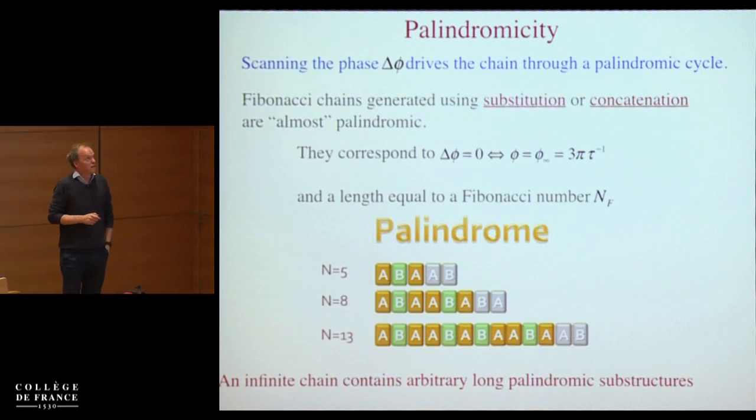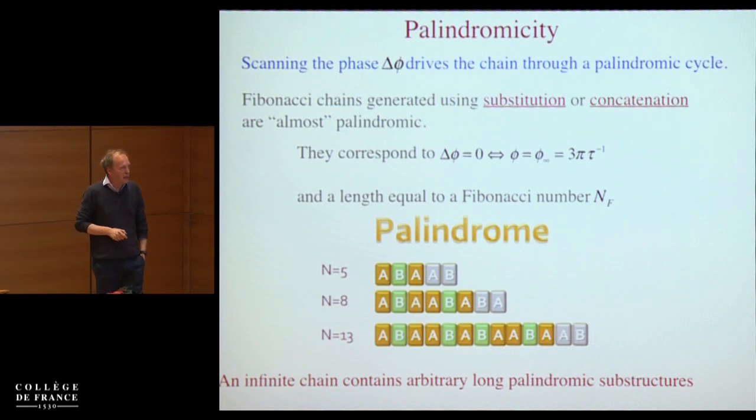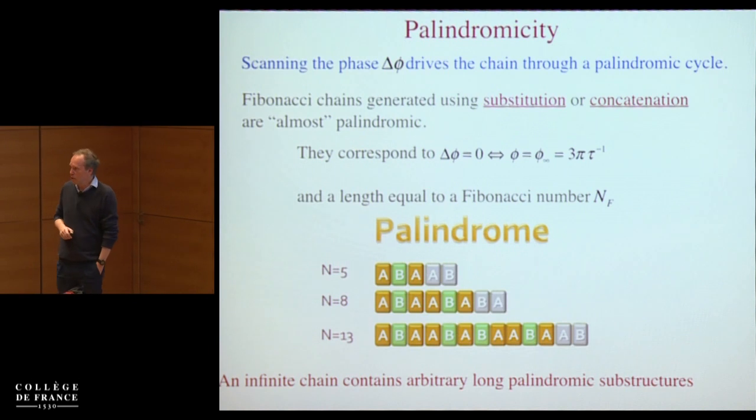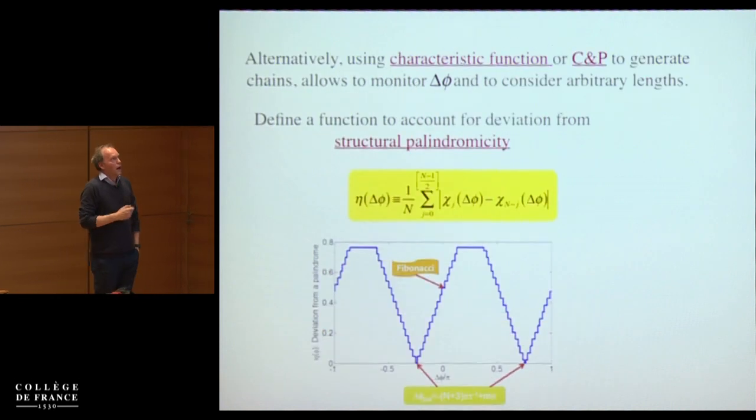So to remind you, first of all, Fibonacci chains that are generated using substitution or concatenation, the two ways that we had to generate them, are in fact almost palindromic, all of them. If you look, for instance, at the value n equals 5, except for those two, it's palindromic. If you look at 8, it's the same. You look at 13, it's the same. So this is palindromic, and here there is a small part that is not, which means that an infinite Fibonacci chain contains arbitrarily long palindromic substructures. Okay? So this is also important.